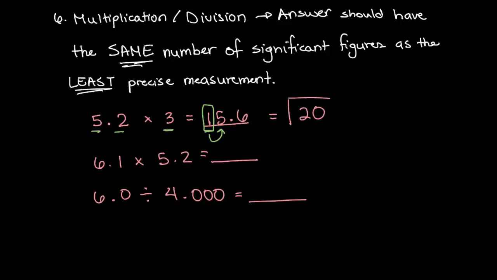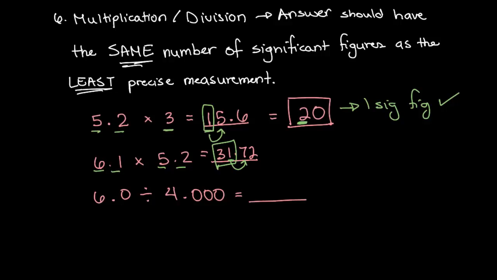So our final answer would be 20. And just 20. Why? Because remember, there's only 1 significant figure, seeing as there's no point right here. Since there's no decimal point, that means that it's only 1 sig fig. So that's good. Okay, so for 6.1 times 5.2, we get 31.72. Now remember, 1 and 2, 1 and 2. So 2 significant figures, so right here. Now, we would have to round up because there's a 7, so our final answer would be 32. And yes, there's 2 sig figs, so that's correct.